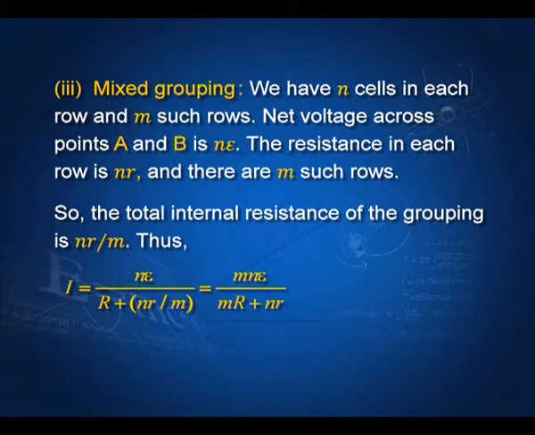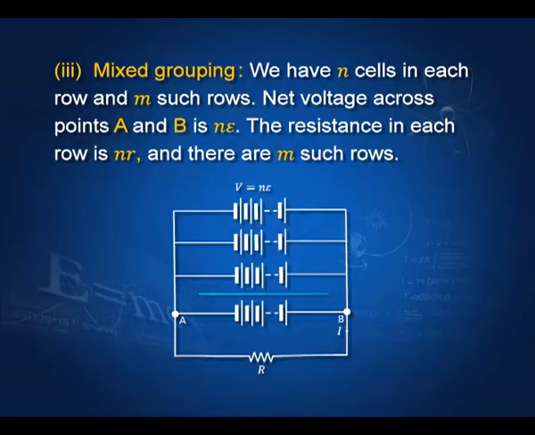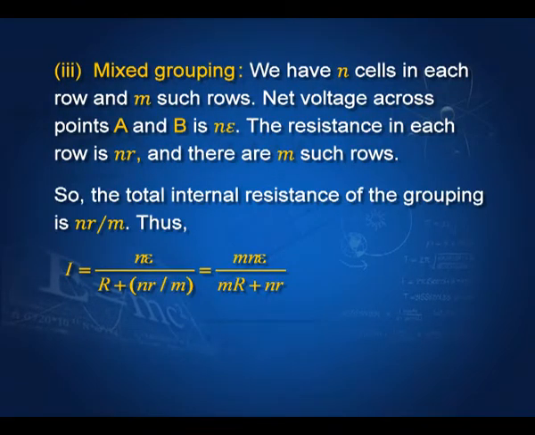R is the external resistance, and the potential difference is equal to n times the EMF across each cell, because there are n cells in each row. So, therefore, the current is n times epsilon, the voltage, divided by R, which is the external resistance, plus n r by m. One can write this as m n epsilon by m R plus n r.